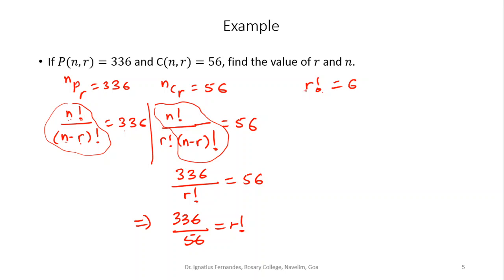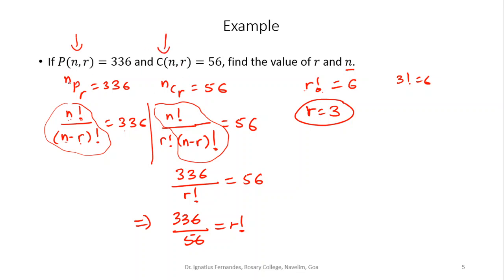So for what value of r is r factorial 6? We know that 3 factorial is equal to 6. That means r is equal to 3, so we got the value of r. Okay, now we only have to find out the value of n. So this value of r, you can substitute in any of these equations, either nPr or nCr, and then you will get the value of n.